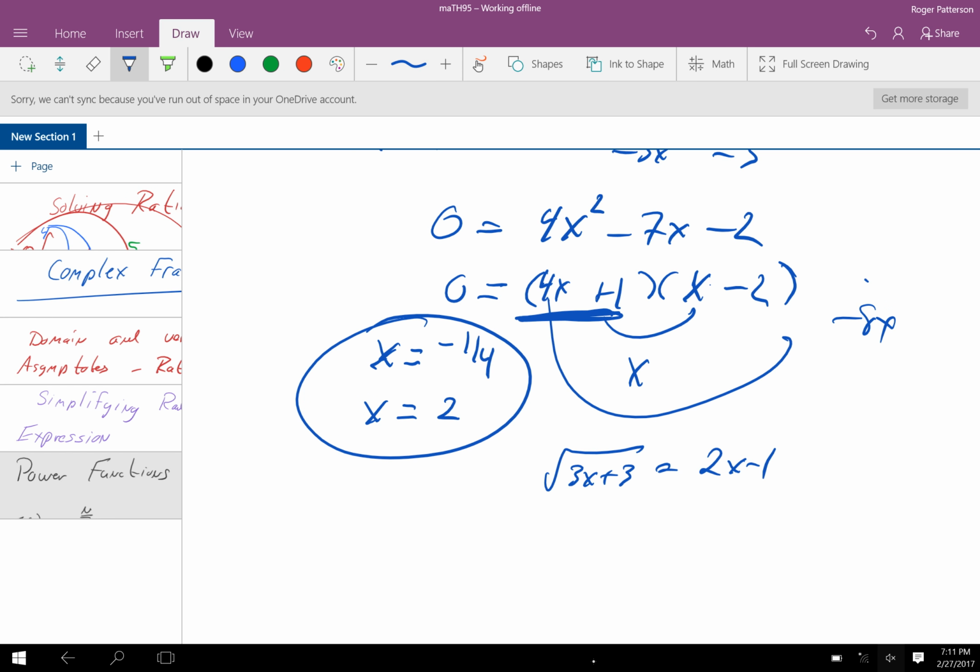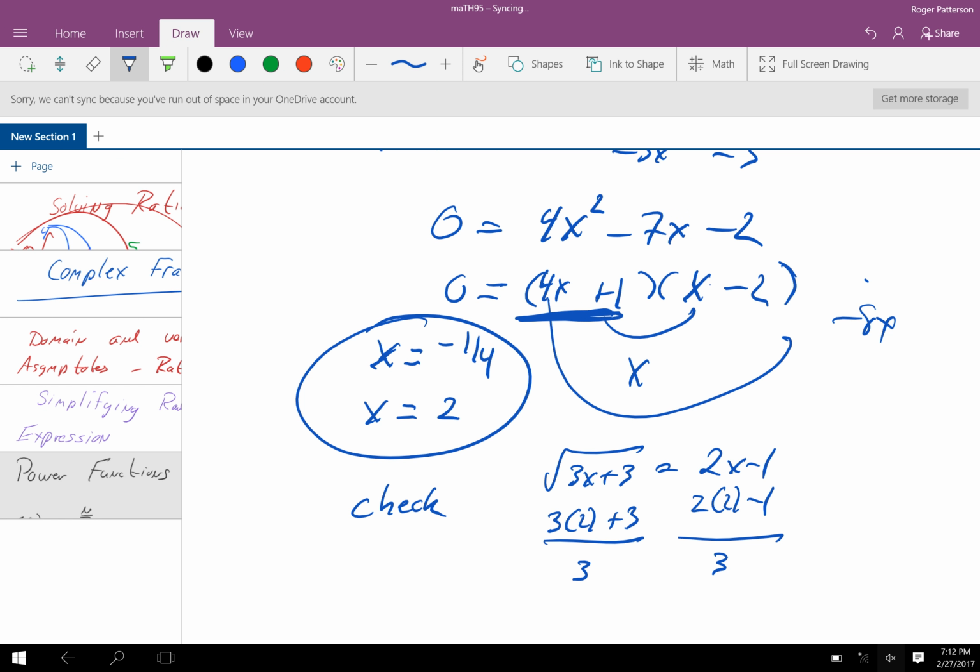So I'm going to put 2 in here. 2 times 3 is 6, plus 3 is 9, and the square root of 9 is 3, so that's good. 2 times 2 minus 1, does that work out okay? 2 times 2 is 4, minus 1 is 3, there we go. So that one worked.